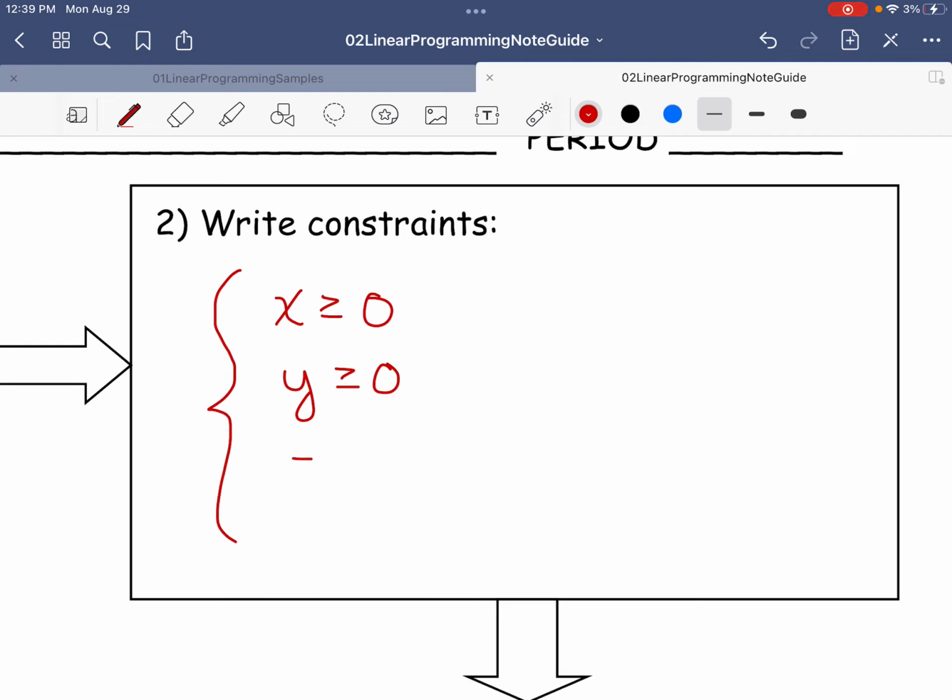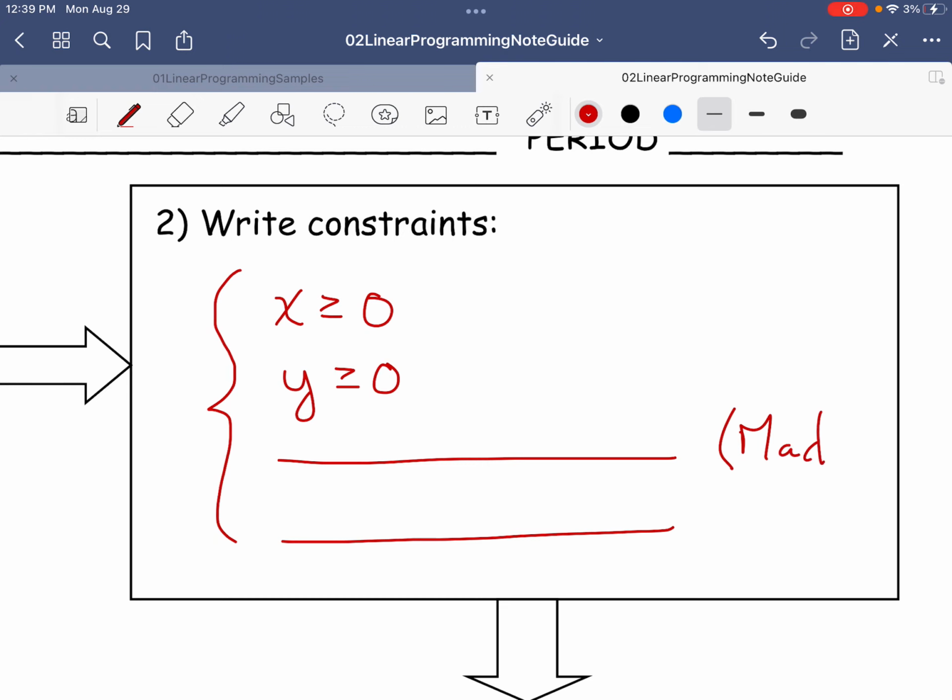Now, the other two constraints get a little more complicated. But if we go back and read carefully, we find out that there's statements about machine A and machine B. And those statements about machine A and machine B refer to how many hours they can work.